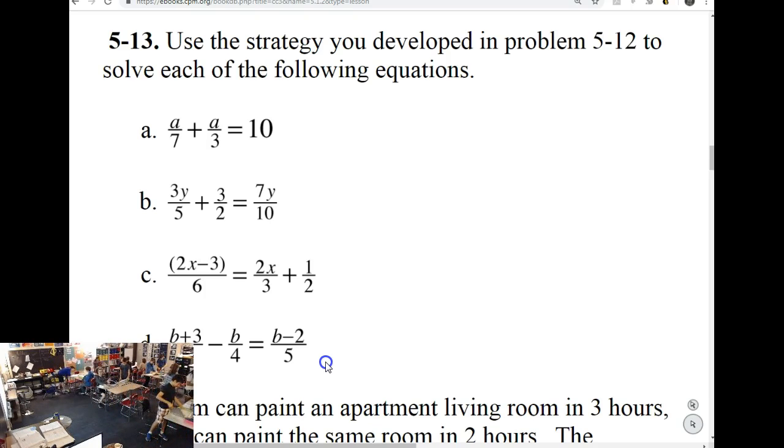30 would not work because of the 4. 12 would not work because of the 5. Right, it's got to be a multiple of all 3 of them.